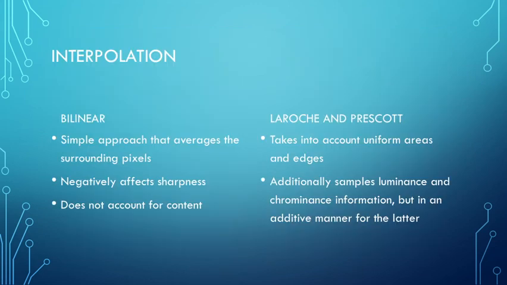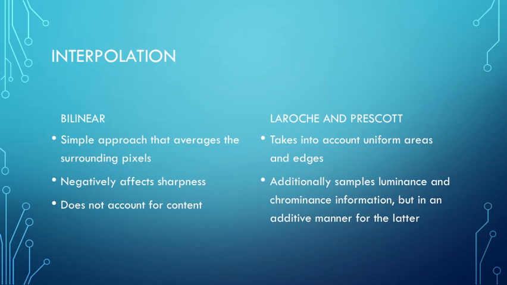Two of the most common interpolation methods are bilinear and LaRoche and Prescott interpolation. Bilinear is a simple enough approach that averages the values of the surrounding pixels. However, this doesn't take into effect the content, so it can negatively affect sharpness, as it acts as a bit of a blur filter. On the other hand, LaRoche and Prescott does take into account uniform areas versus edges.